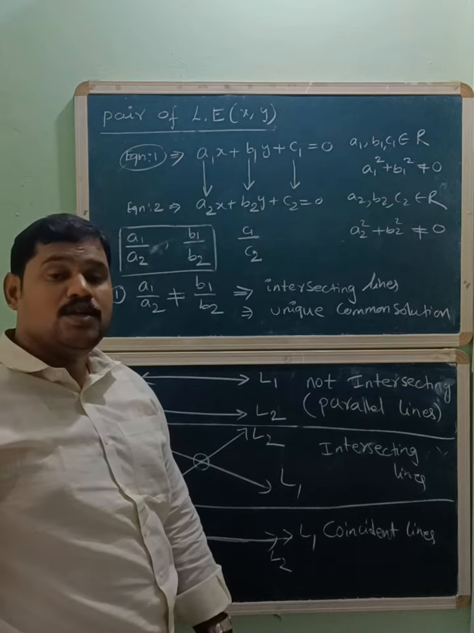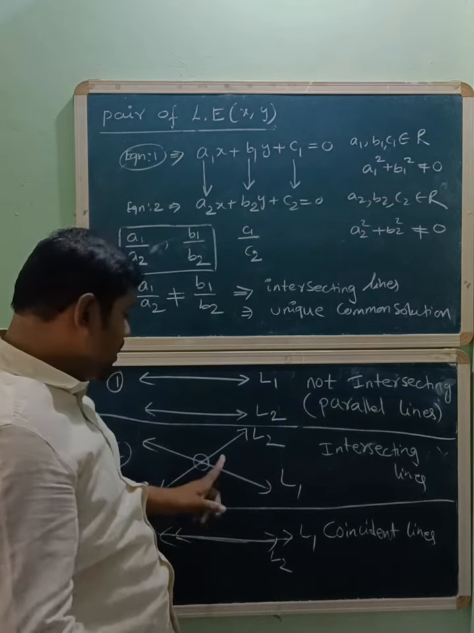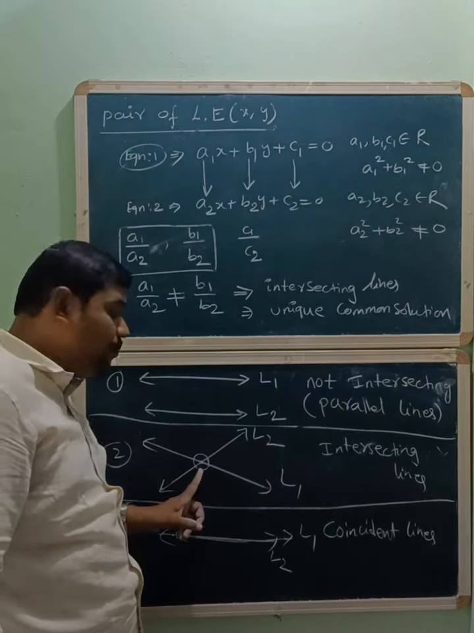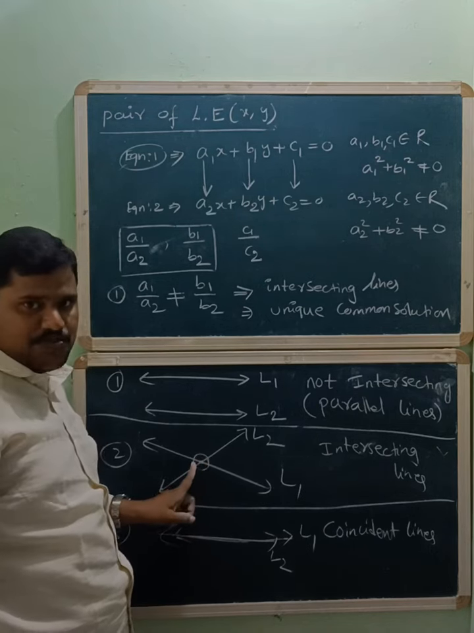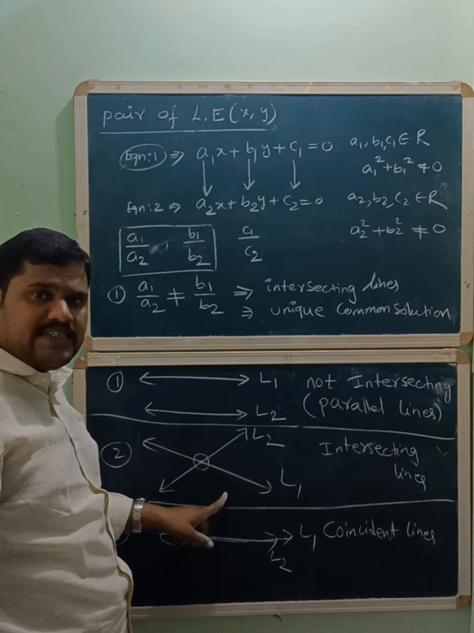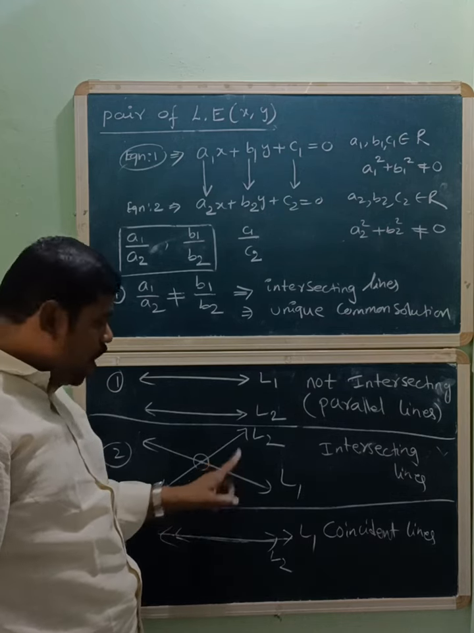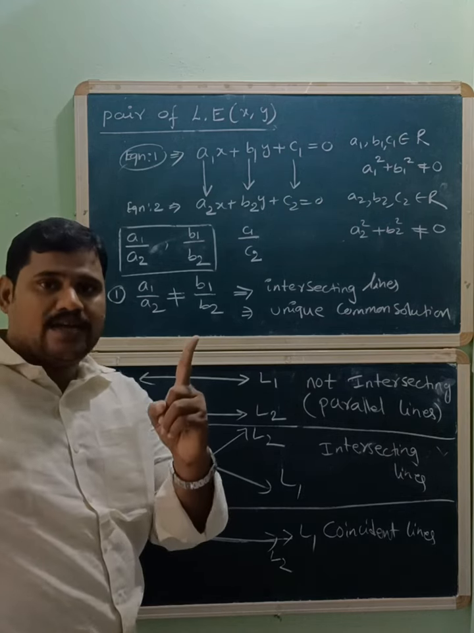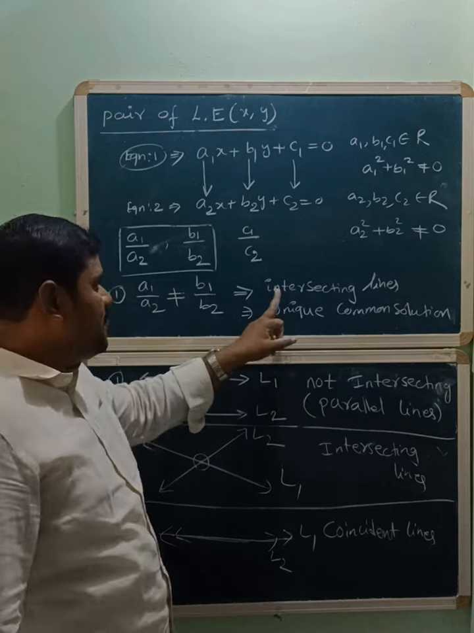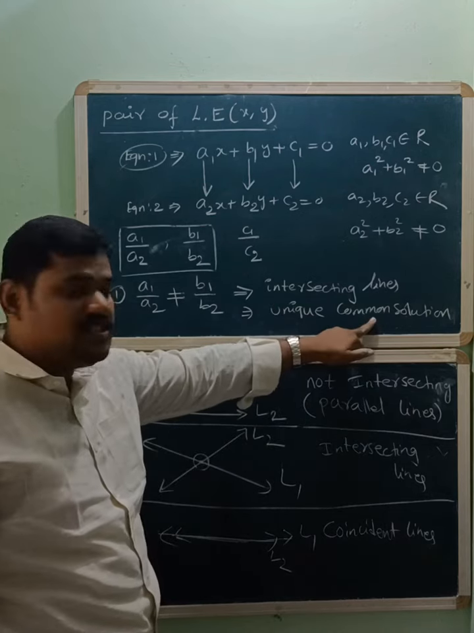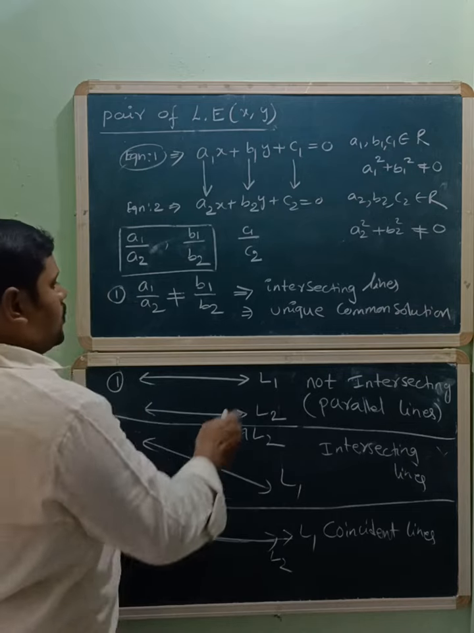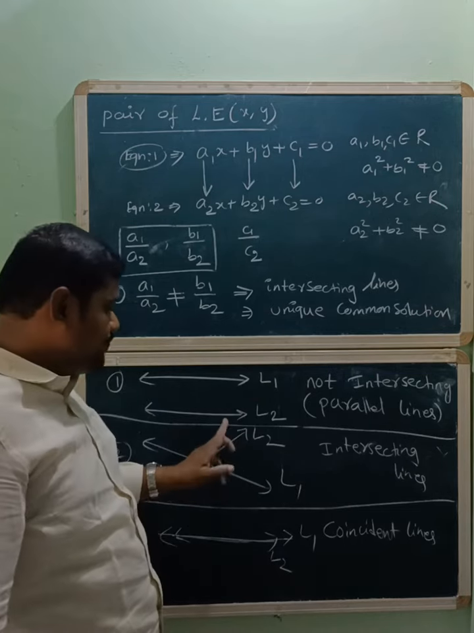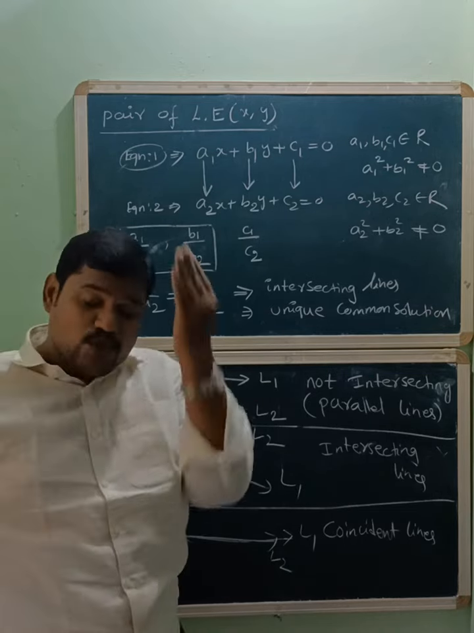Unique common solution. I hope you understood. Here these two lines are intersecting at how many points? One point. This point is common to both lines. That's why this is the common solution. So how many common solutions are there? Unique common solution. That's why for intersecting lines, how many solutions? Only a unique solution.